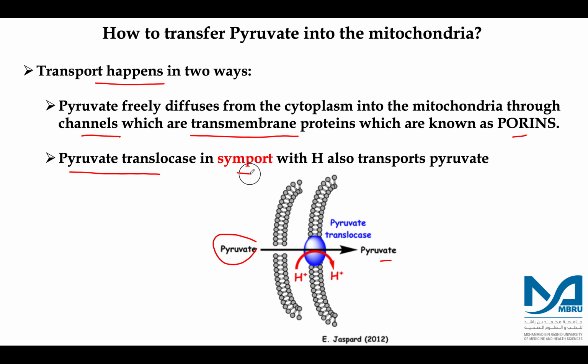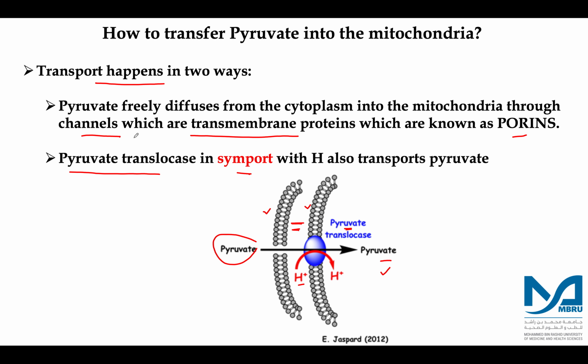And sometimes we call this protonated symport. Symport meaning with each entry of pyruvate, a proton is also transported from the intermembrane space. That means this is the outer membrane, this is the inner membrane, and this is the intermembrane space. And in the process of symport, a proton moves from the intermembrane space along with pyruvate by the activity of pyruvate translocase inside the mitochondrial matrix.